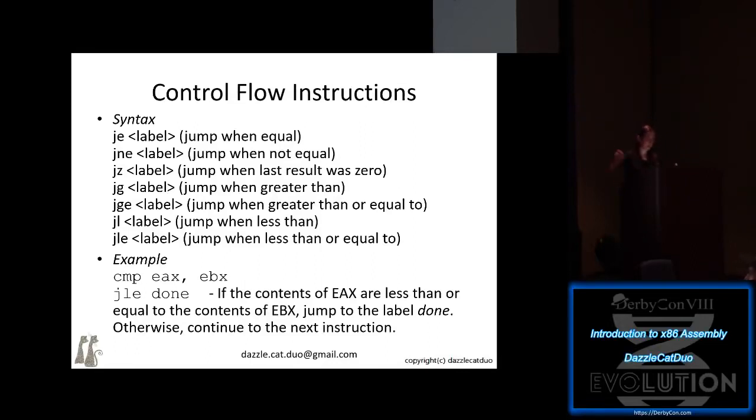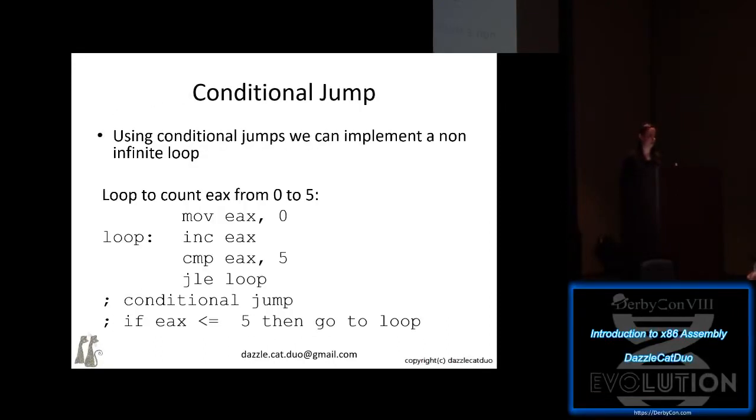So here, a different example of how I could have done a loop. I compare EAX to EBX, and then jump less than or equal to done. In that case, I'm comparing something, and if it is greater than, I want to keep executing. But if not, then I'm going to say, well, if it's less than or equal to, I'm done. I'm exiting my loop. That's how you would do the equivalent of what you would think of as a conditional loop in any other language.